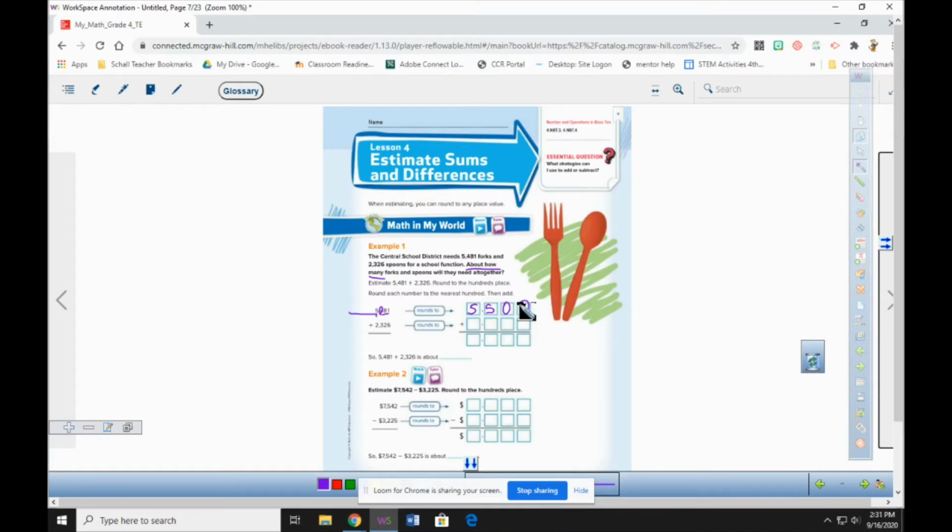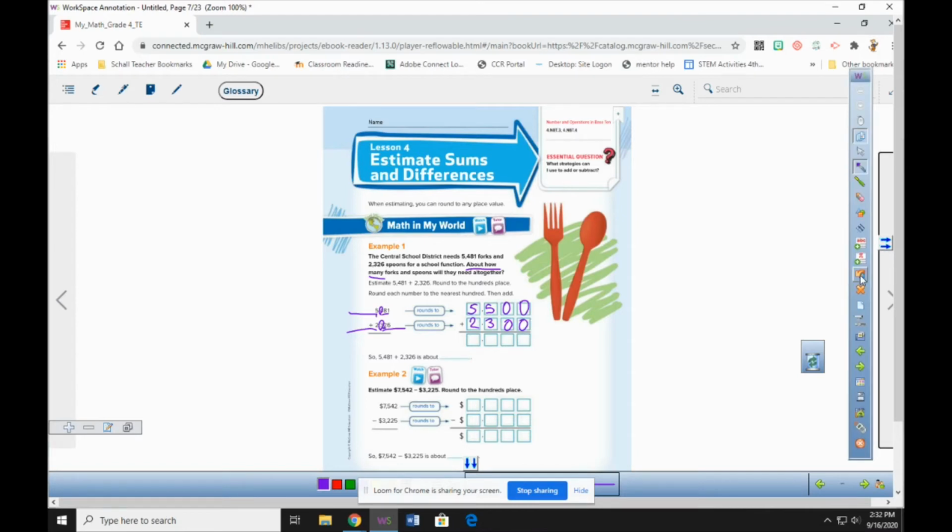Now the next number. Again, we're rounding this to the hundreds place. So I'm deciding what I'm going to do with my 3. I'm looking at the number to the right to decide what to do. It's a 2. Since it's a 2, I need to round down. When I round down, my digit does not change. So in my hundreds place, I am still going to have a 3. Everything to the left stays the same. Everything to the right becomes a 0.